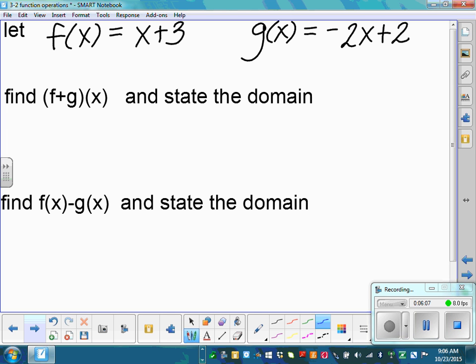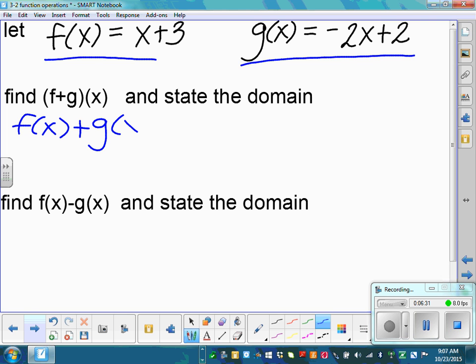So let f of x be x plus 3 and g of x be negative 2x plus 2. Does everybody see how we have two different functions, f of x and g of x? Now we're asked, find f plus g of x, and then we're going to state the domain. So we know that f plus g of x simply means f of x plus g of x. Any questions?